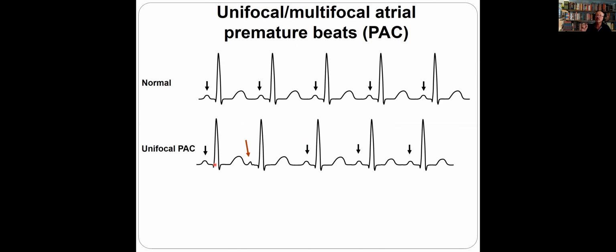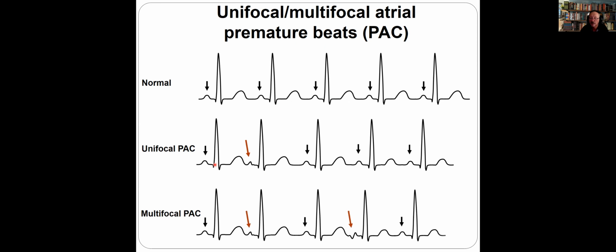Now, this premature beat can originate from one area of the atrium. That's okay, because this way the abnormality is not too big a problem. However, it can come from more than one focus. So if you're looking at these extra premature beats, and the morphology of the P in these premature beats is different from each other, you can say that it is multifocal premature atrial contraction. If you do have only one type of extra P wave, that's monofocal or unifocal. If you have more, that's called multifocal.